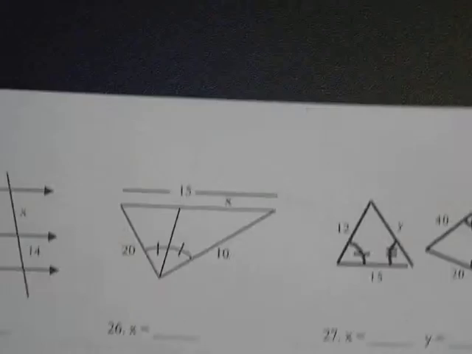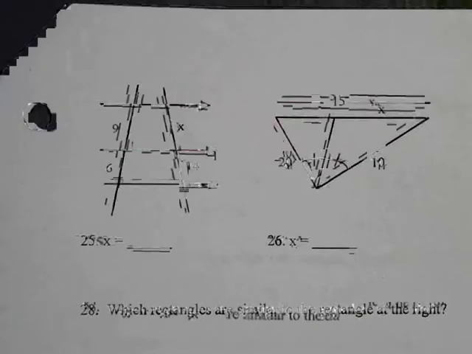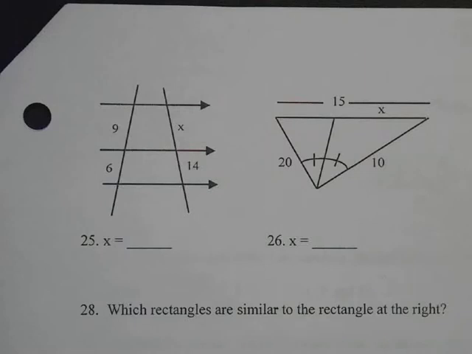All right, you guys, let's look at the next page, which is the last page. Number 25. We have 3 parallel lines that are cut by 2 transversals, or cut by 2 different lines. And what happens when you have parallel lines all crossing the same lines is that it cuts those lines into proportional pieces. So there are several ways to set this up.